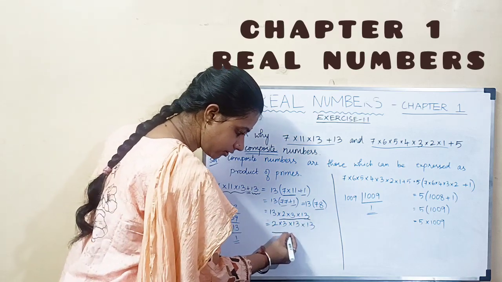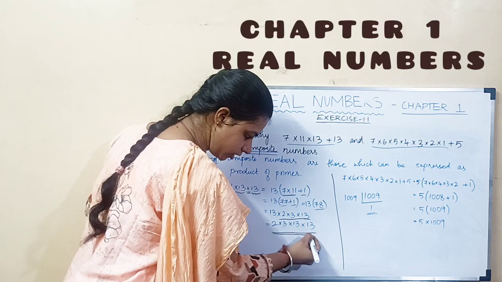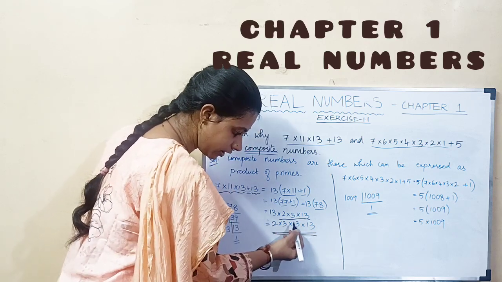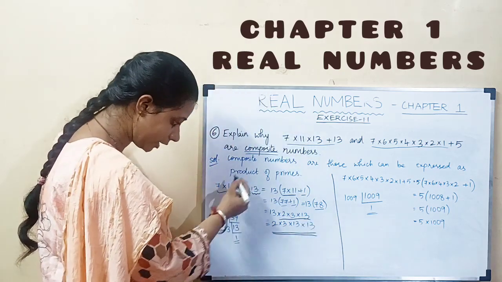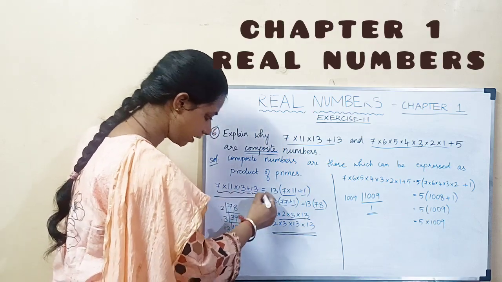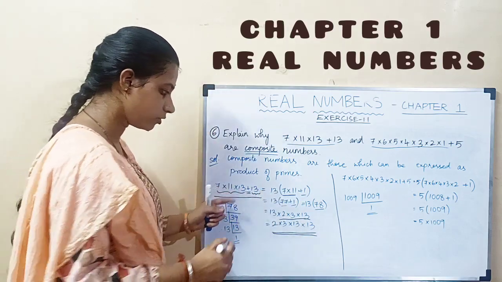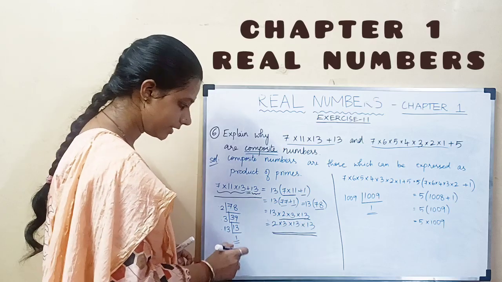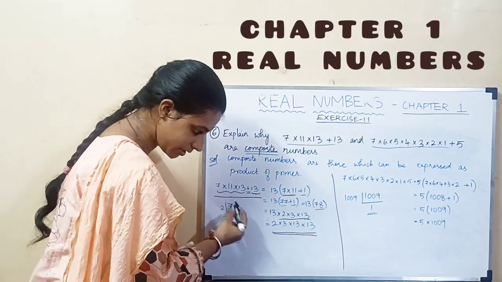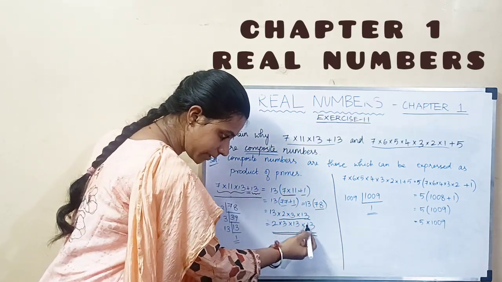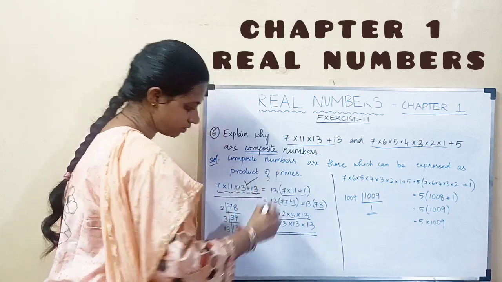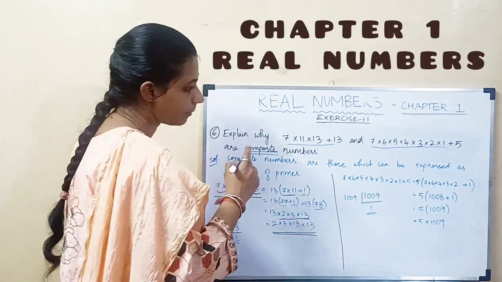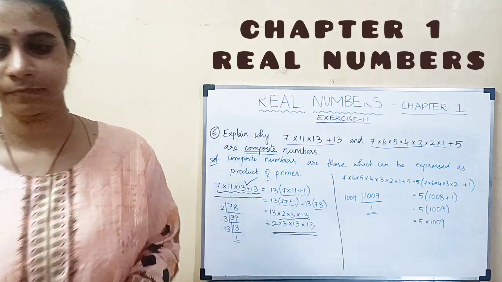In proper ascending order, if we give the solution, it will be like 2 into 3 into 13 into 13, which is equal to the given number 7 into 11 into 13 plus 13. Thus, this number can be expressed as product of primes. So this is a composite number. Now coming to the second part.